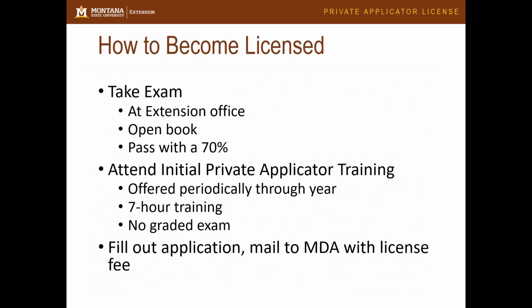There are two ways to become licensed as a private applicator in Montana. One option is to take an exam at your local MSU Extension office. This exam will be open book and you must pass with a 70% or greater.